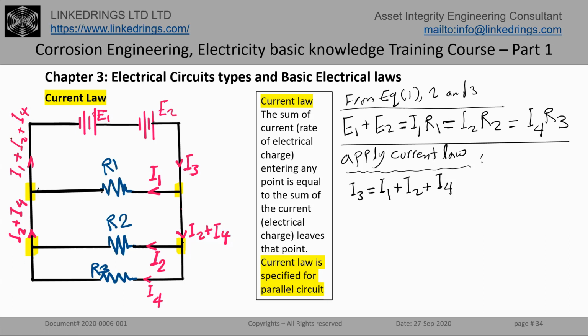Is this the same current as I3? Actually, yes. So I3 equals I1 plus I2 plus I4, confirming this equation. This is a kind of checkpoint that our calculations and assumptions are true. So in almost every electrical circuit we are going to solve, we will have an opportunity to have a checkpoint to confirm our solution.